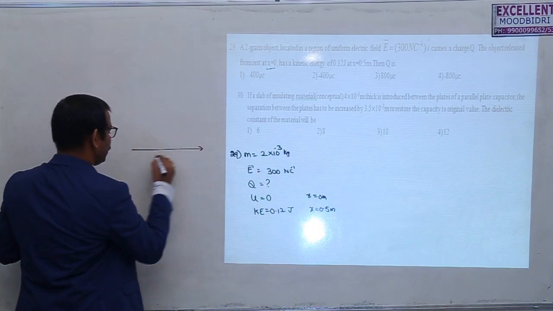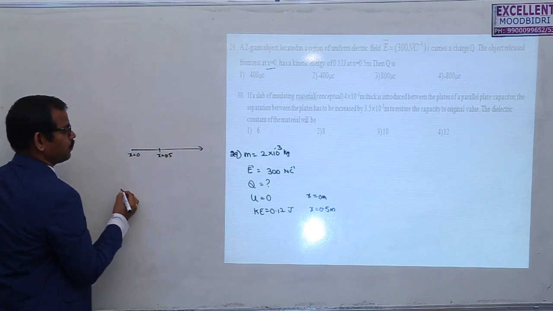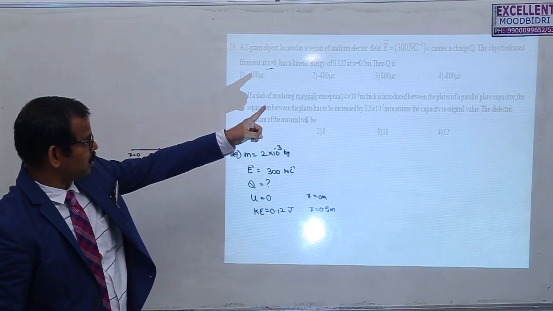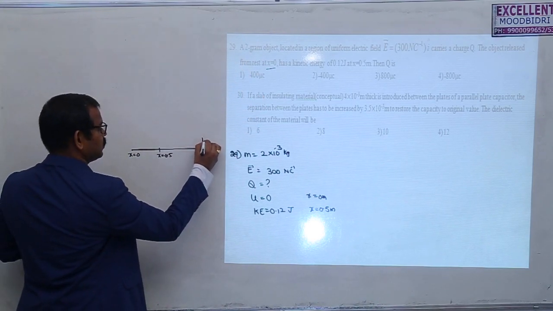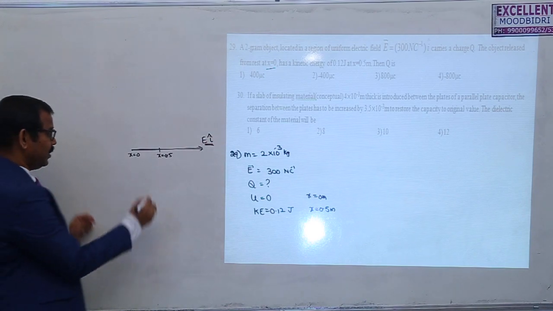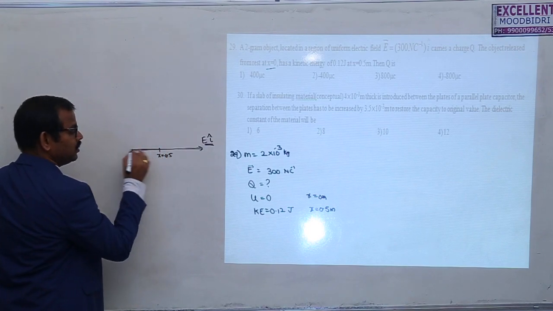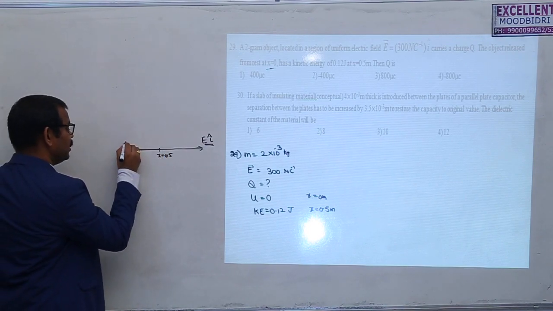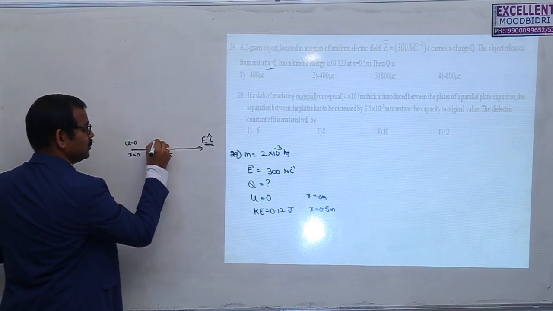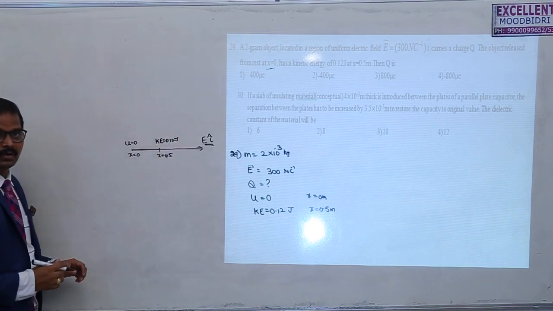So here, if you draw the diagram, this is x equal to 0, this is x equal to 0.5. The electric field is acting along this 300 i cap, so the electric field is acting in the direction of the x-axis. Whenever a positive charge is released here, it moves in the direction of the field and its velocity increases. Let us say initially it is at rest. Here the kinetic energy is equal to 0.12 joules.